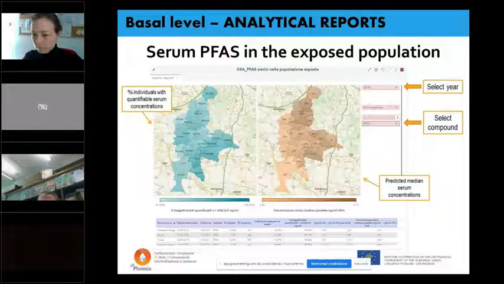And on the right side image, you can see for each municipality the predicted median serum concentrations. These predicted concentrations are obtained from a multivariable regression analysis, adjusting for a series of individual variables such as gender, age, number of years of residency in the polluted area, and so on.